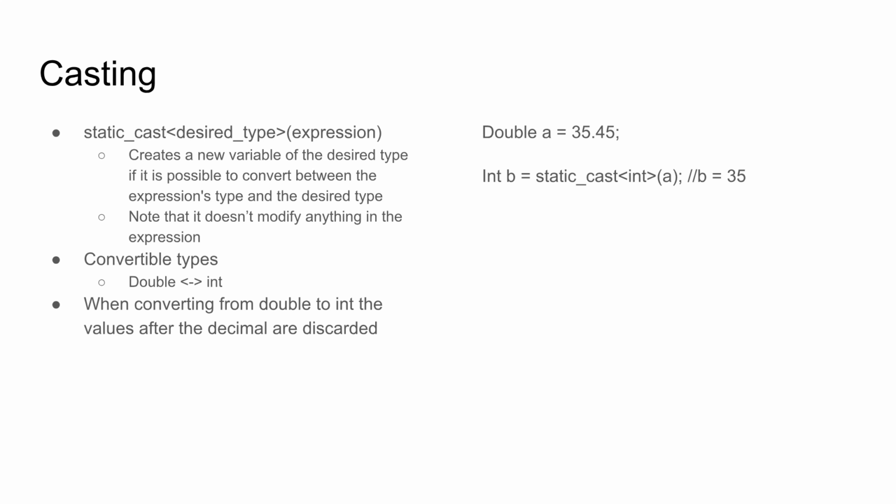This is going to create a new variable. It doesn't change the original. You may have found this out the hard way when you were doing it in Python. If I have some variable x and I do int of x, does x change? No. Same thing here. When you static cast something to a different type, the original does not change at all.